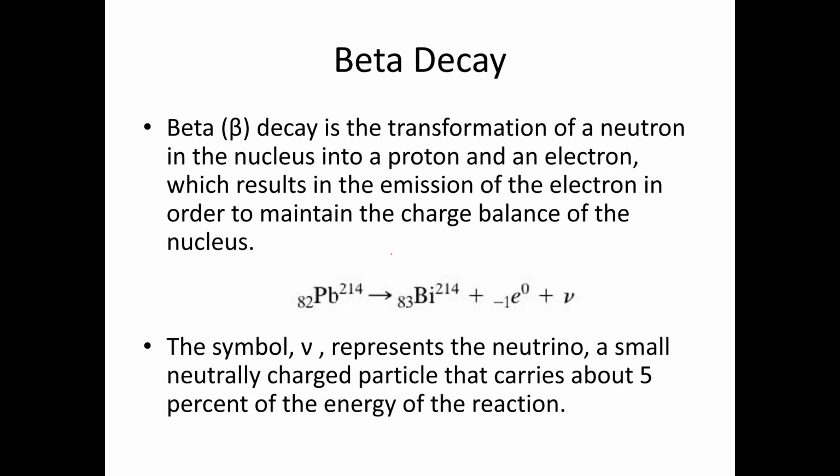Then we have beta decay. Beta decay is a transformation of a neutron in the nucleus into a proton and an electron, which results in the emission of the electron in order to maintain the charge balance of the nucleus. Here we have, in this reaction example, lead-214, which yields bismuth-214, an electron, and also a neutrino, which is a small neutrally charged particle that carries about 5% of the energy of the reaction.